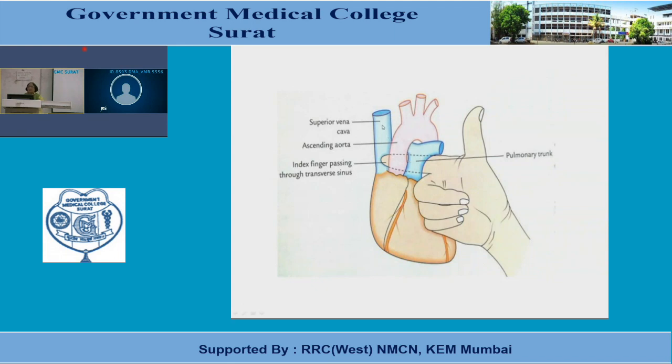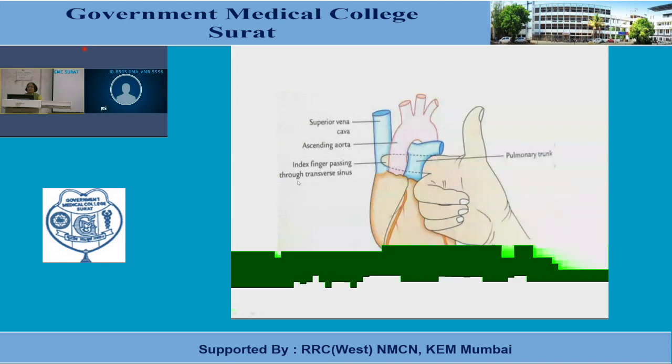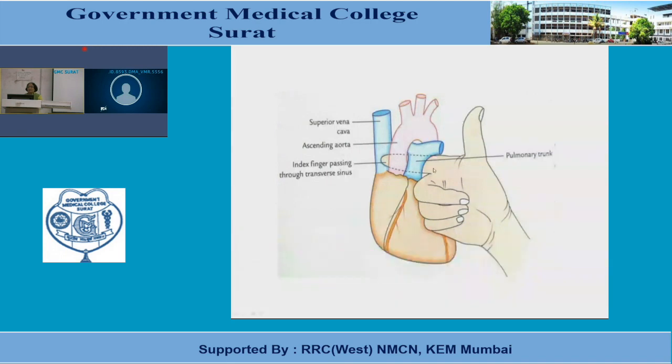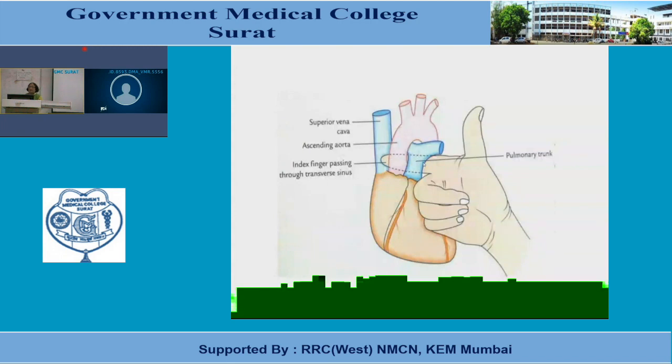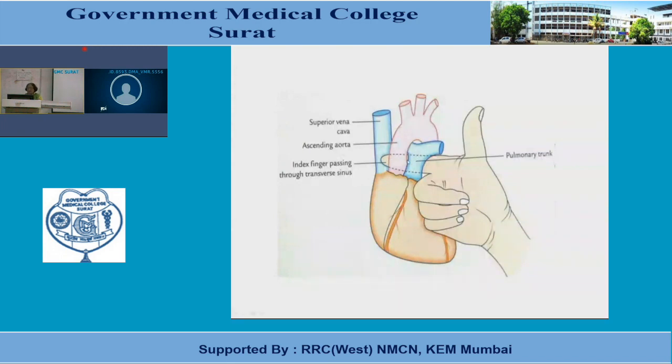We can see the vena cava, the pulmonary trunk, and the ascending aorta. Don't be confused by the bluish color, because deoxygenated blood runs in the pulmonary trunk, and later on it gets oxygenated from the lungs. Now we can see an index finger passing through the transverse sinus. At the upper border of the heart are the great vessels: the superior vena cava, ascending aorta and the pulmonary trunk, and we can introduce our finger there when we dissect the heart in the dissection hall.